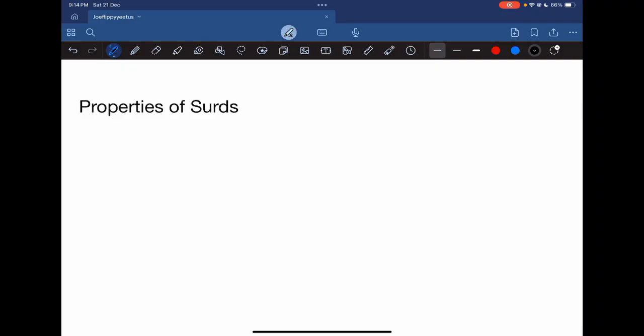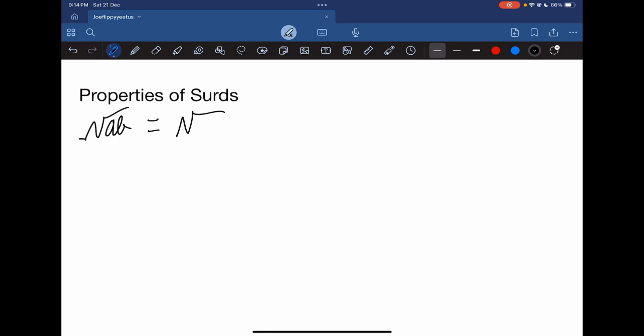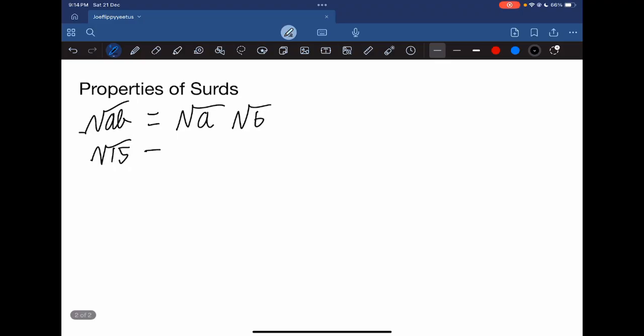Okay, this is the second thing you need to know about surds. This would be the two properties of surds that you really need to know. Okay, the first property would be that square root AB equals square root A times square root B. That's the first property, right? And as an example, we could have square root 15. And we know that 15 equals 3 times 5. So we'll put square root 3 times 5. And this is where the first property comes in. We would put that would be equal to square root 3 times square root 5.